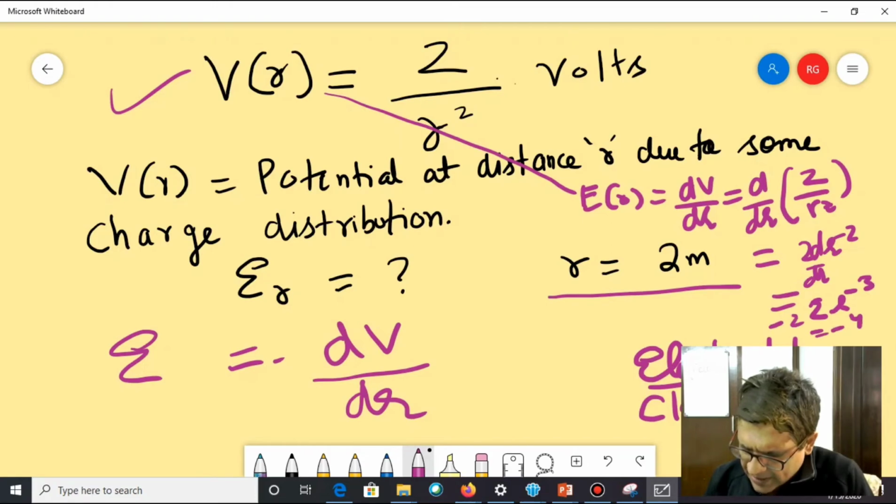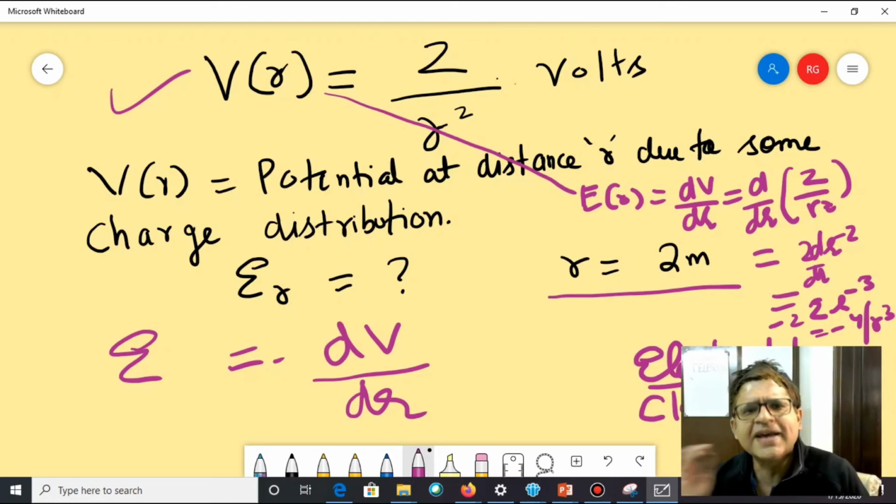So what you get here is this. This is the expression for electric field. Derivative of potential will give you the electric field at that point. Thank you very much.